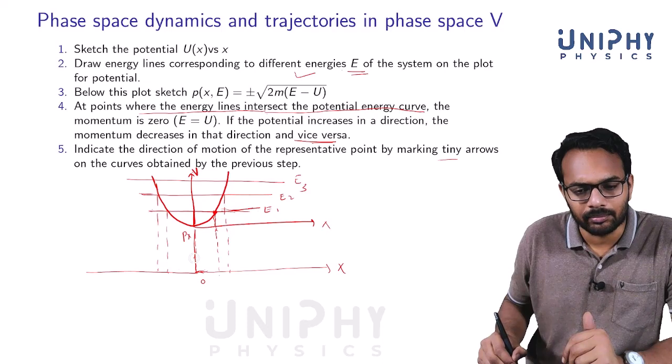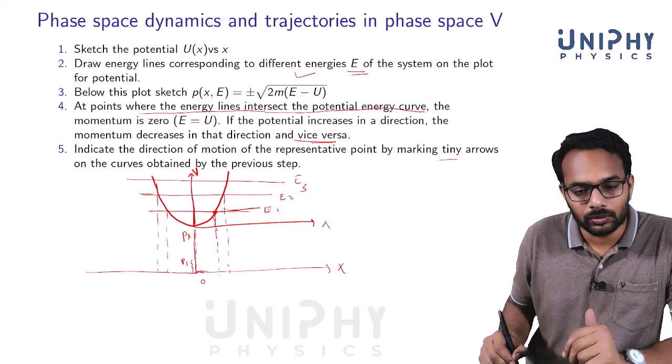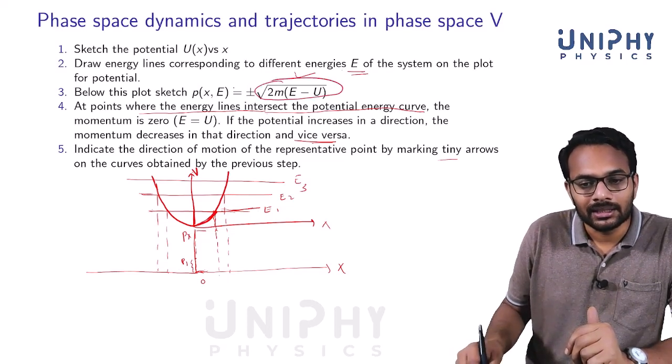We could start anywhere in the phase space. Let's start at x equal to 0. This point is x equal to 0 and the momentum is equal to some value p1. We start here. What happens as you go towards positive x? As you move along the x direction from 0, the potential energy is increasing. This means that by this equation, the momentum will decrease.